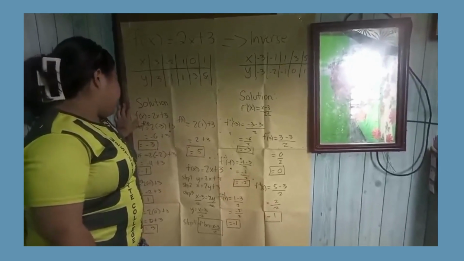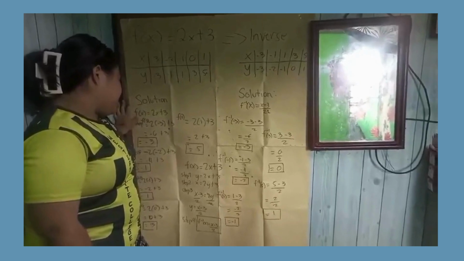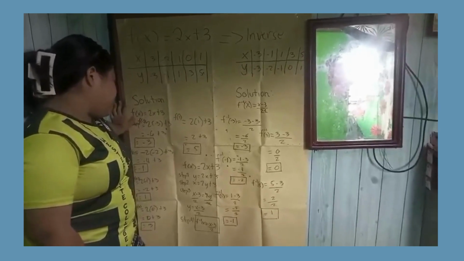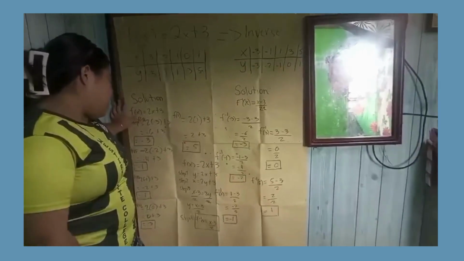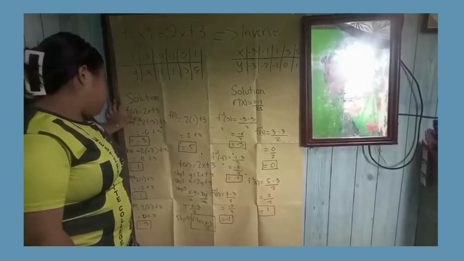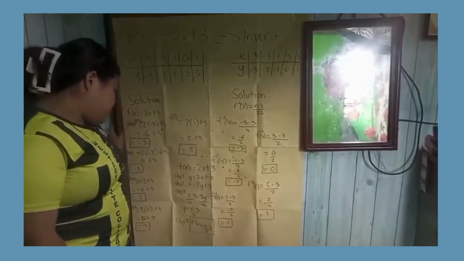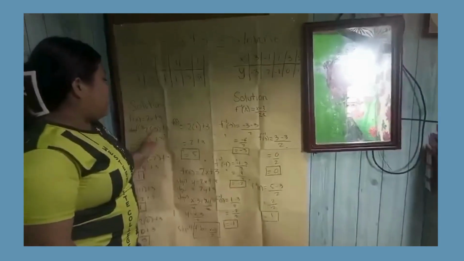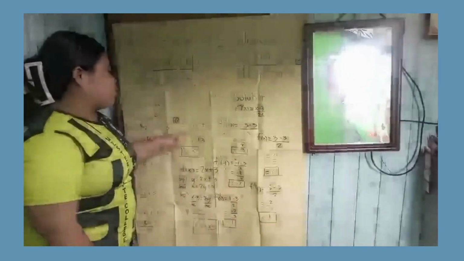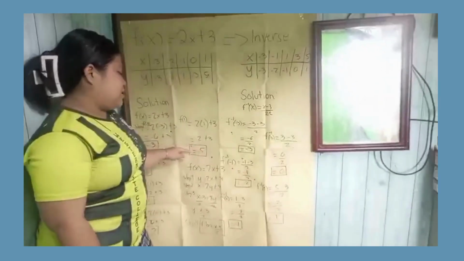f of negative 1 is equal to 2 times negative 1 plus 3, which is negative 2 plus 3, equal to 1. f of 0 is equal to 2 times 0 plus 3, which is 0 plus 3, equal to 3. f of 1 is equal to 2 times 1 plus 3, which is 2 plus 3, equal to 5.